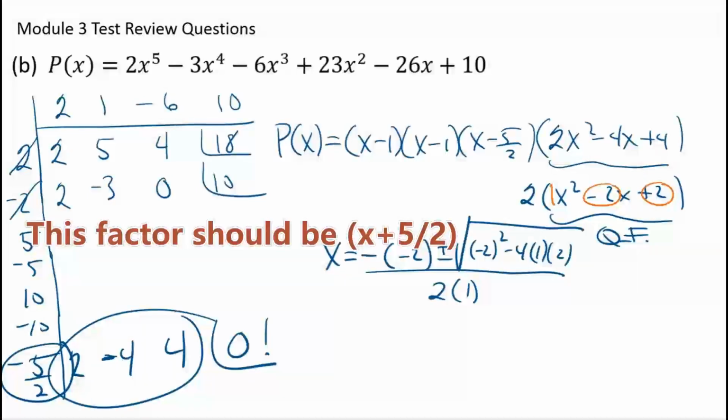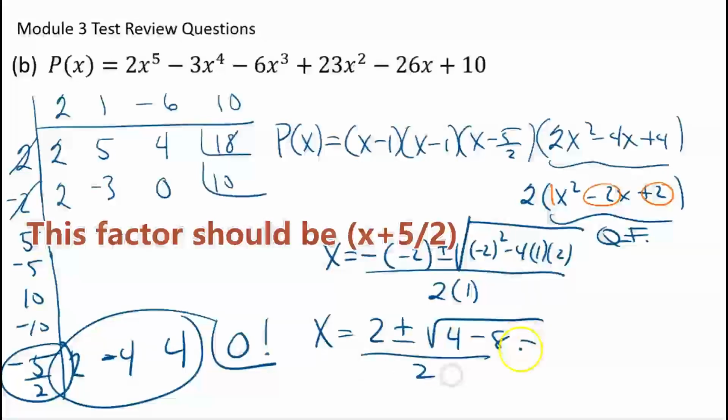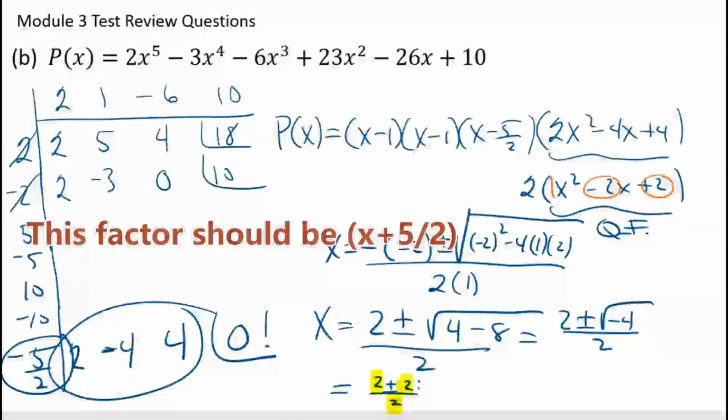Okay, let's simplify this thing. So that gives me 2 plus or minus the square root of 4 minus 4 times 2 is 8, over 2. I keep scooting to the right. 2 plus or minus the square root of negative 4 over 2. Underneath, that's 2 plus or minus 2i over 2. And then where we talked about simplifying, if there's a number that would divide into all three of those, which is 2, I do that. So this is 1 plus or minus i over 1, or 1 plus or minus i.